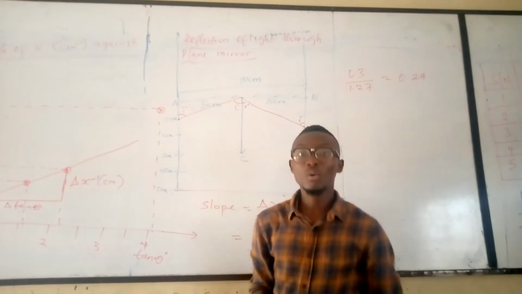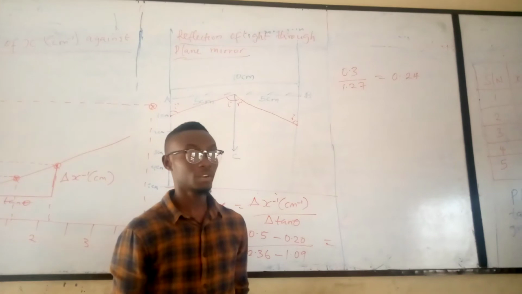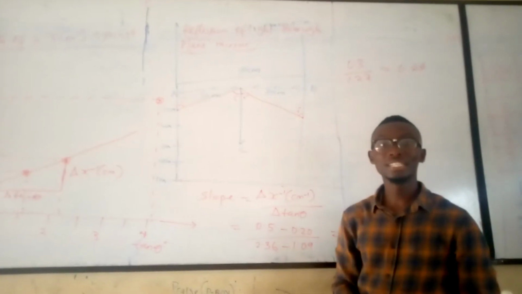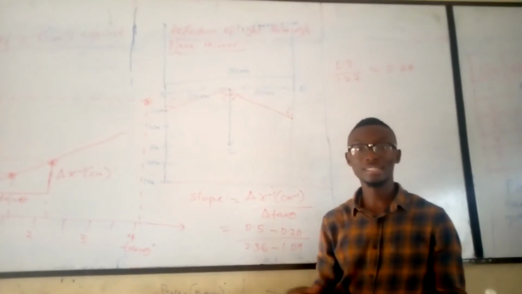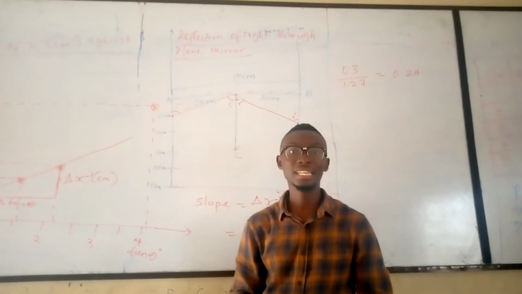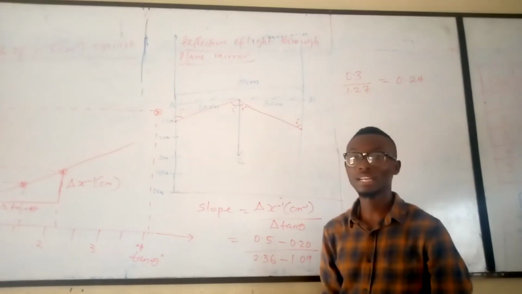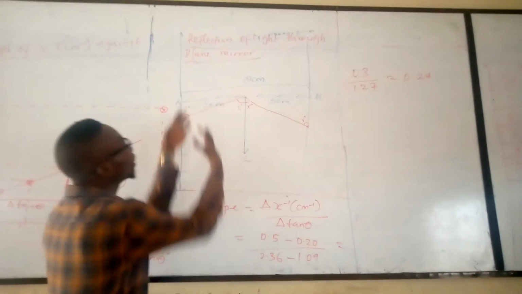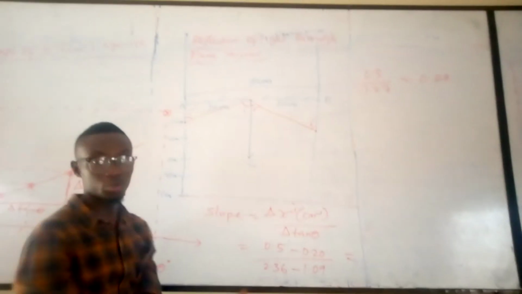So I would like to state the law of reflection. The first law of reflection states the angle of the incident, the reflected, and the normal all lie in the same plane. And also, the refractive index is equal to the sine of the incident angle all over the sine of the reflected angle. So this simple illustration here shows what we are going to do practically.